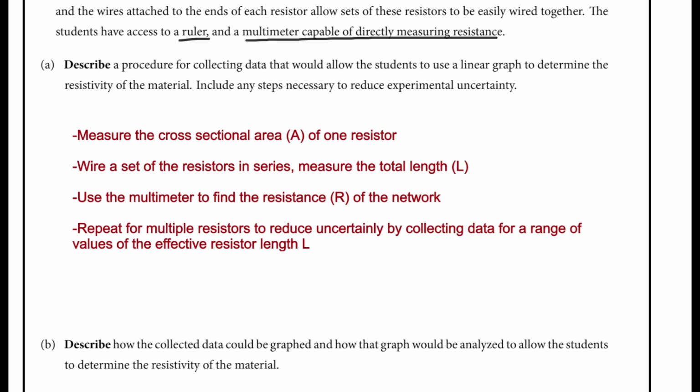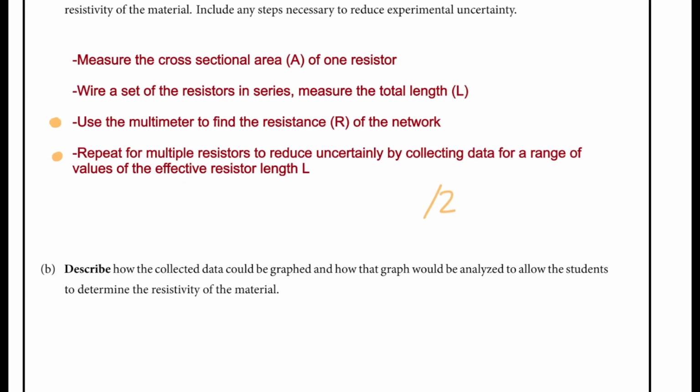You got 1 point for any experiment that used the multimeter to find resistance in a valid way. And then you'd get a second point for somehow measuring L and/or A in a series of trials. So you have to indicate that multiple trials are being done. And here I did that by saying repeat for multiple resistors. So now I have a data table of R and L with a constant A.